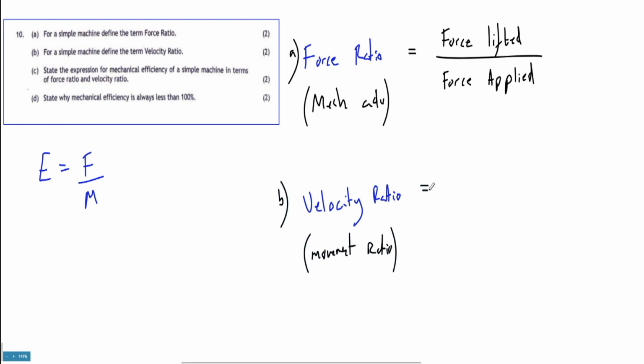So the velocity ratio is the same as movement ratio. It's the distance you travel versus the distance the load travels. The distance I travel, and I always think of it in terms of me pushing a lever, traveling around, pushing a wheel around and lifting up an object. So the distance I travel over the distance the object, the distance lifted. How can I say this? Distance the object travels.